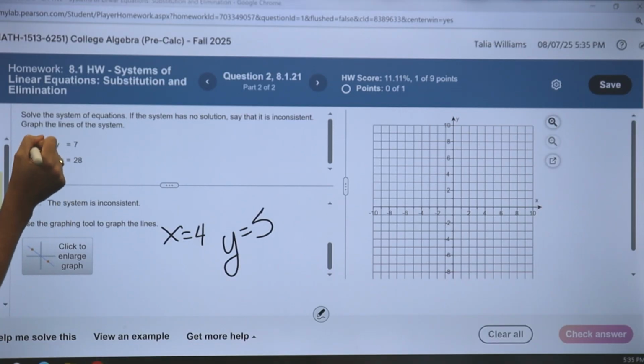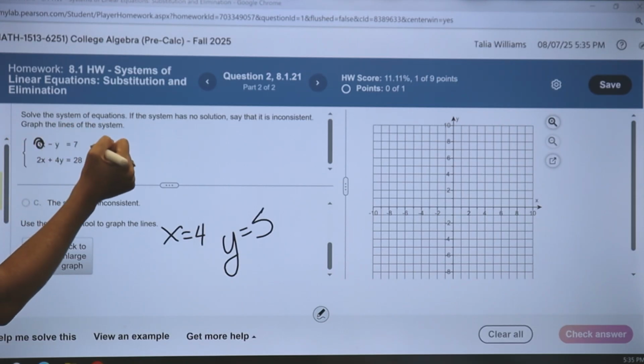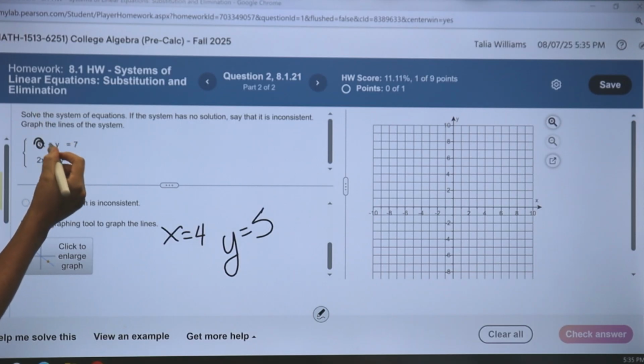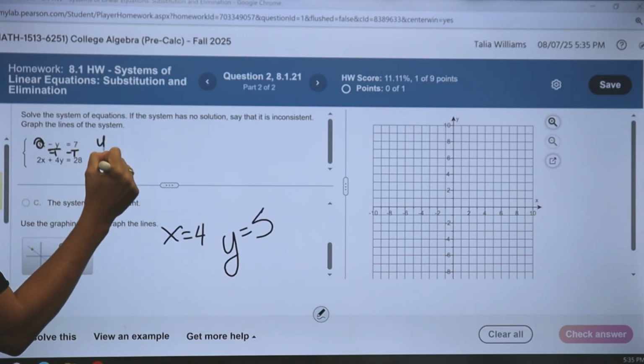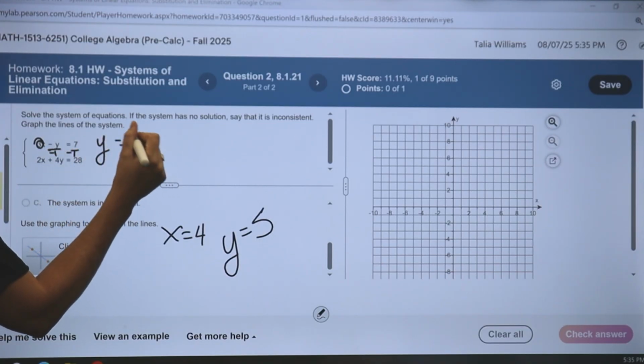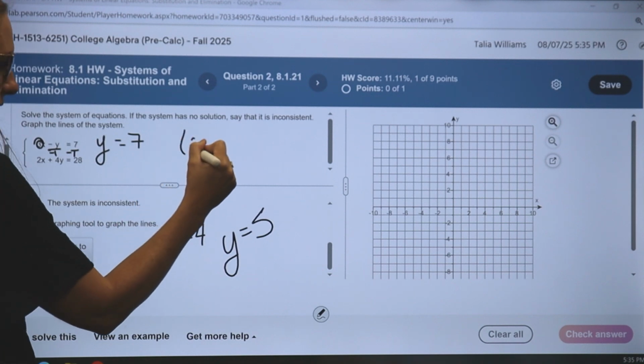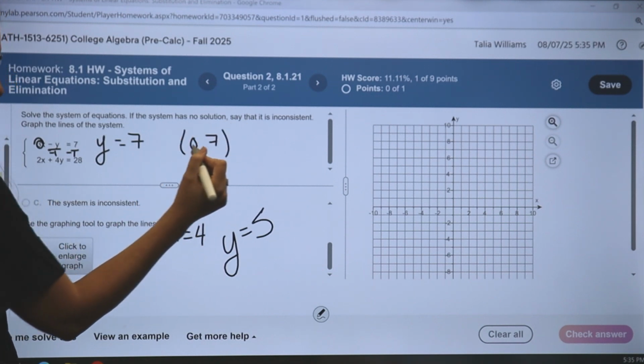Okay, so if I was doing this top one, since I have just y here, I'd put 0 in for x, because anything times 0 is 0. So then I have negative y equals 7. Y can't be negative, but I can divide by negative 1 to move that. So negative divided by a negative is a positive. I'd have y equals 7, and my x is 0, so my point would be 0, 7, which is the one we just found.